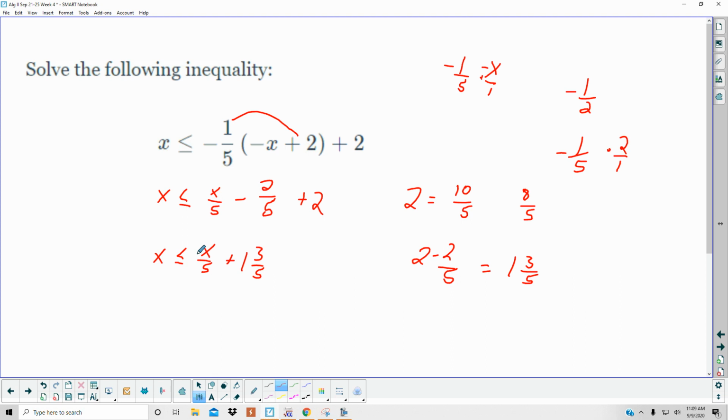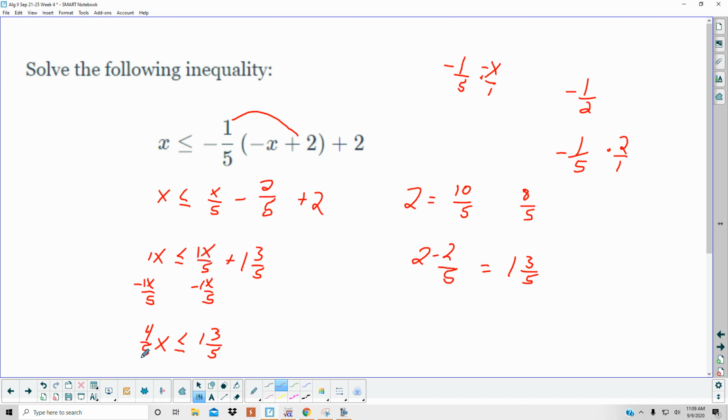Now I need to get all the x's on the same side. That's a 1x, a 1/5 x. I need to subtract that from both sides. Minus x over 5. If that 1 there helps you, it's 1x minus 1/5 x. So that would be 4/5 x is less than or equal to 1 3/5.